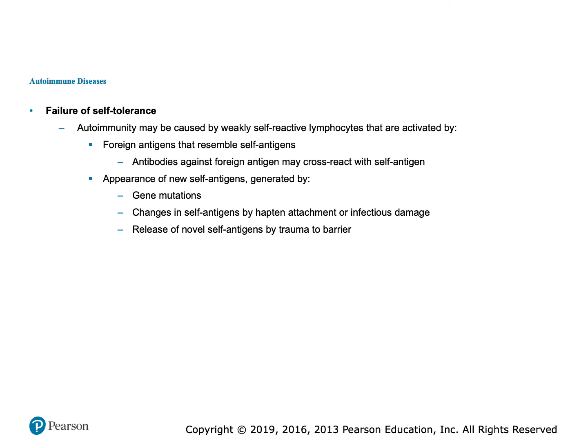Appearance of new self-antigens. So maybe you had some sort of gene mutation, or maybe you had some self-antigens that were tucked away, like say behind the blood-brain barrier, or the testicle has a blood-testicular barrier. And these were antigens that have been hidden. And then you have some sort of trauma, and now these antigens are exposed. So now your body is going to say, I've never seen you before, I'm going to attack you.